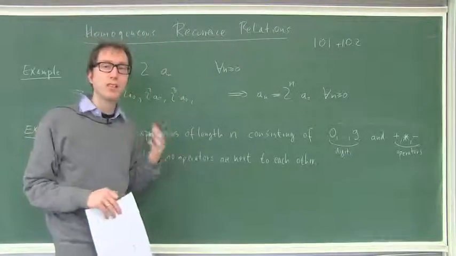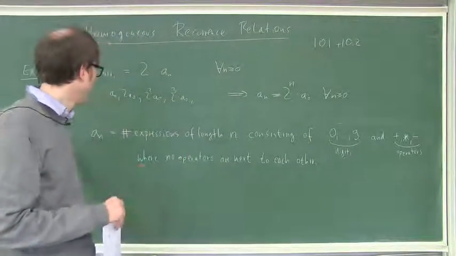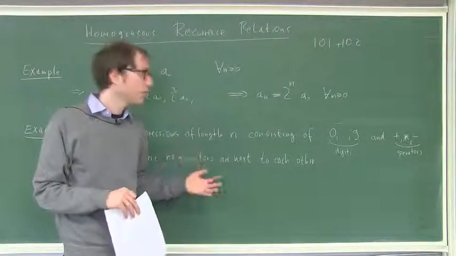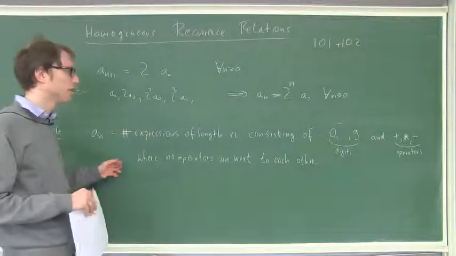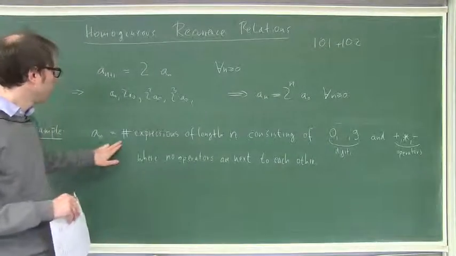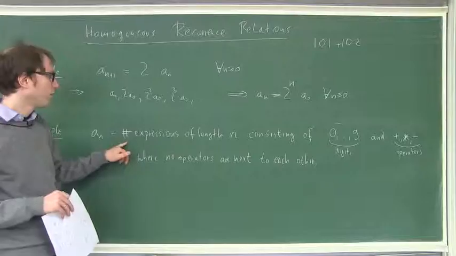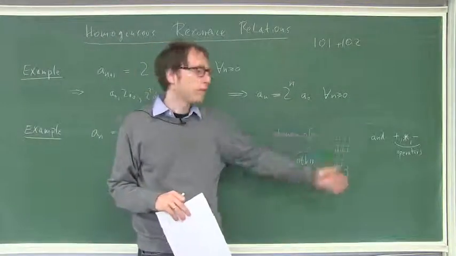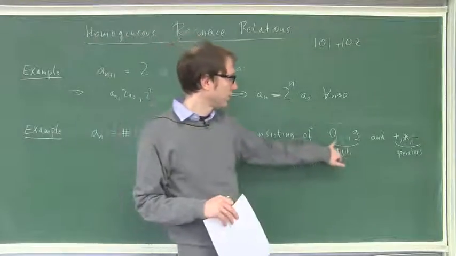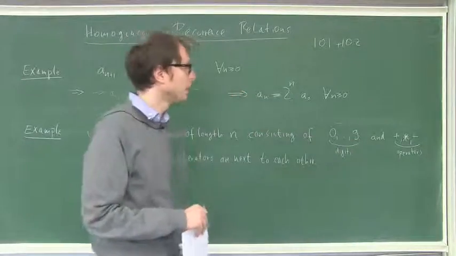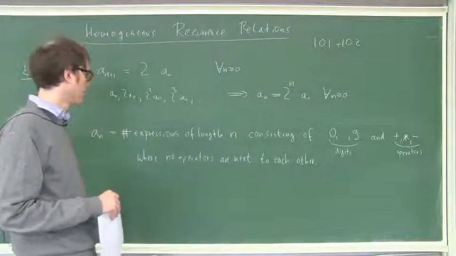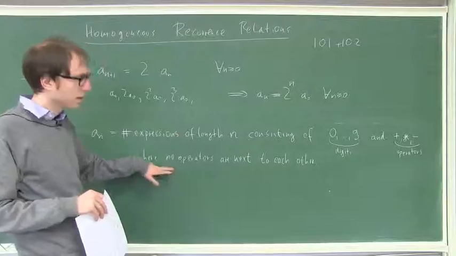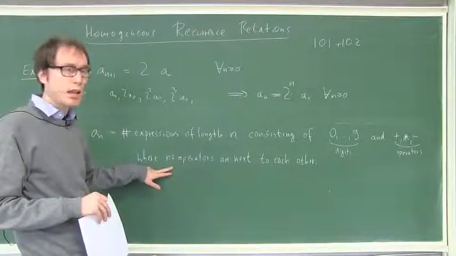But in the book, there are many great examples that show you how to come up with a recurrence relation in the first place if you have a problem. So let's just do one here. Here, a_n should denote the number of all the expressions of length n where you use digits and operators. The digits should be 0 up to 9, and the operators should be plus, multiply, and subtract. The only constraint here is that no operators are next to each other.